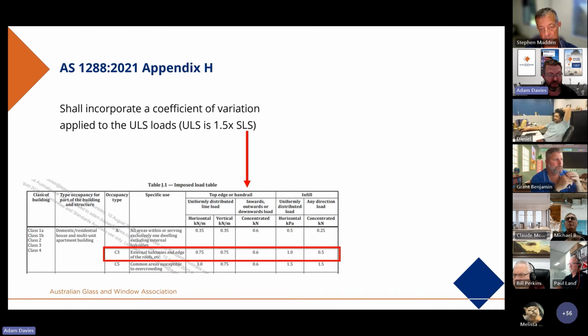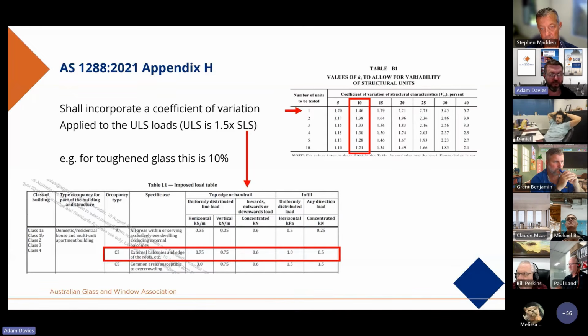Let's have a look at ULS loads. Generally, in most cases, the ULS load for glass in this particular scenario is 1.5 times the SLS load. But there are some additional requirements when we're talking about prototype testing, which is what Appendix H essentially is. Normally you would apply your SLS load times 1.5, but there is the requirement to consider a coefficient of variation. It's a mandatory requirement. It's a shall within Appendix H, and it nominates, in the case of monolithic toughened glass, a coefficient of variation of 10%. So what we do is we then move to the table provided in AS1170.0, and we have a look at Table B1.